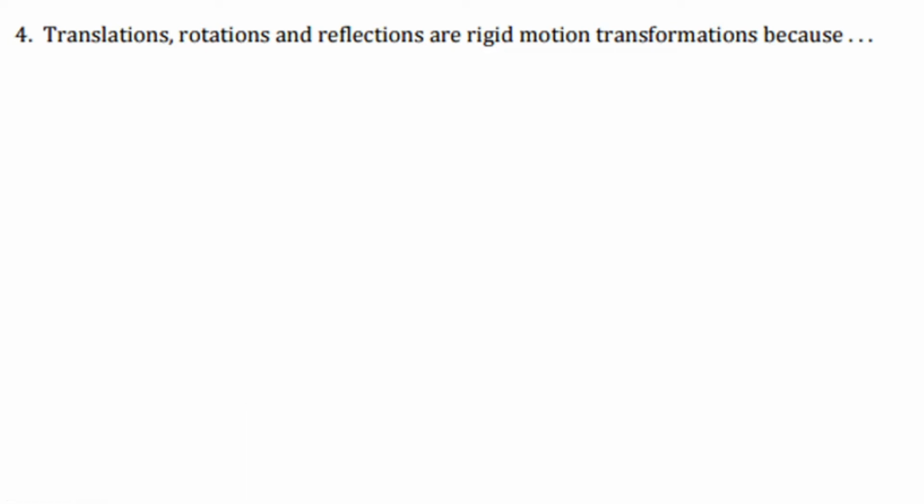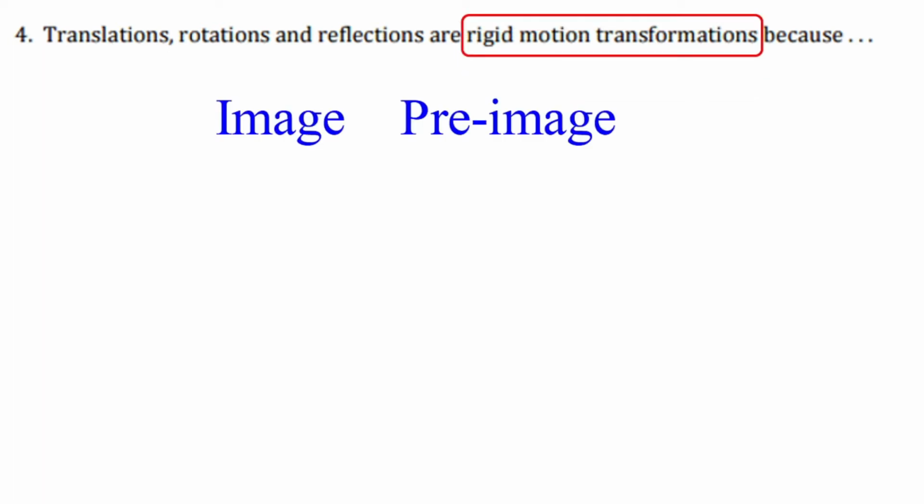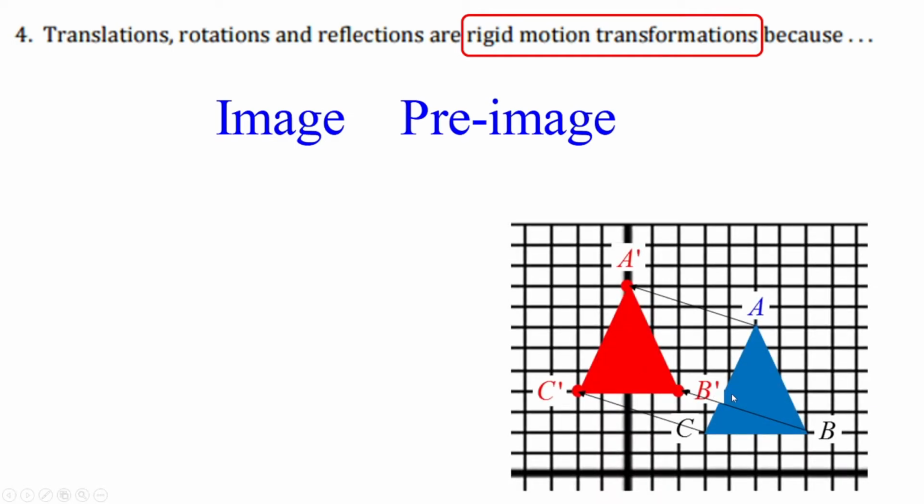All right, so number 4. Translations, rotations, and reflections are rigid motion transformations because, well, we talked about it, I think, on every one of those. The congruent figures are the same shape and the same size. So in a rigid transformation, the pre-image and the image have to be congruent to each other. Okay? Meaning, again, the same shape and the same size. Congruent. And this is the symbol for congruent. It's an equal sign with a little tilde on top of it.